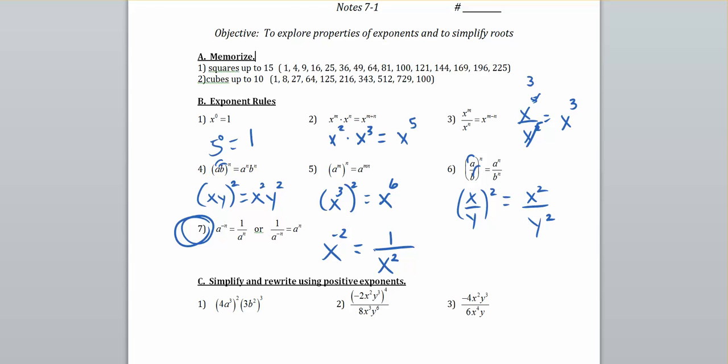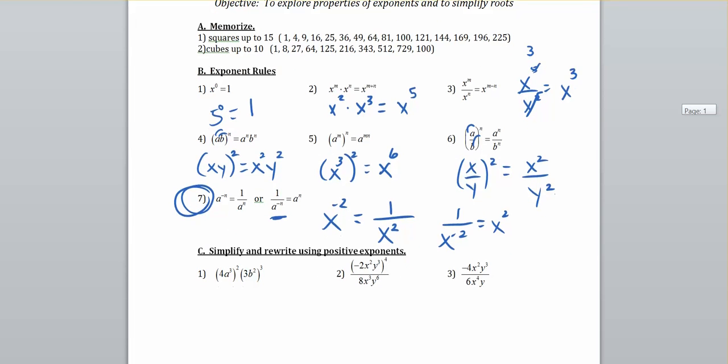Okay. However, make sure you think, if I ever have something, let me just switch that. If I have like 1 over x to the negative 2, if it's in the denominator, to make it positive, I move it up to the numerator. So the rule works both ways, but whenever you have a negative, you have to move it to the opposite part of the fraction and then make it positive.